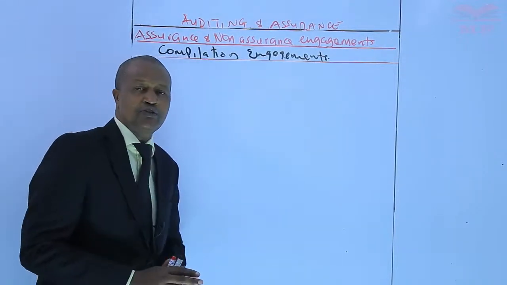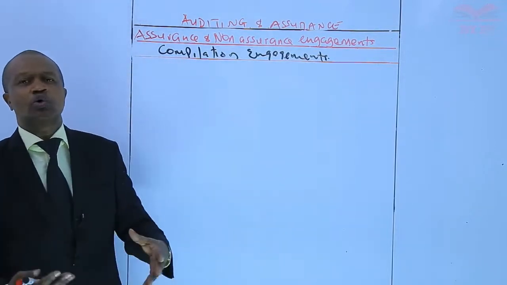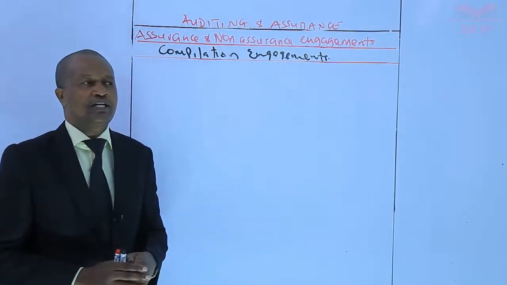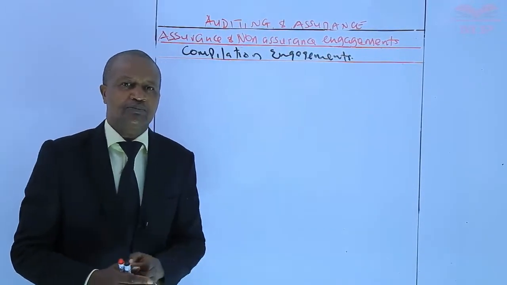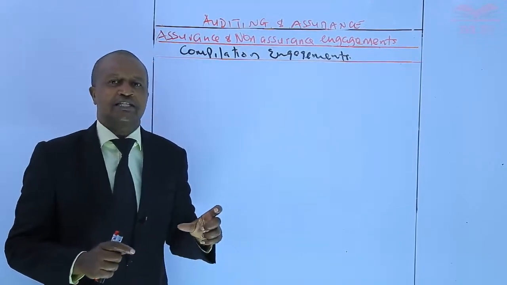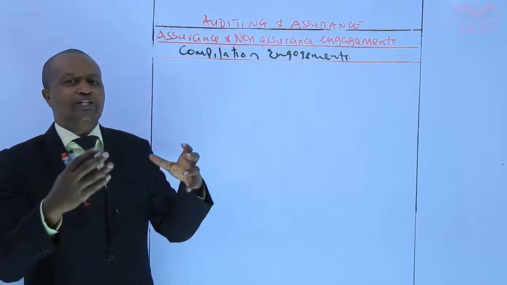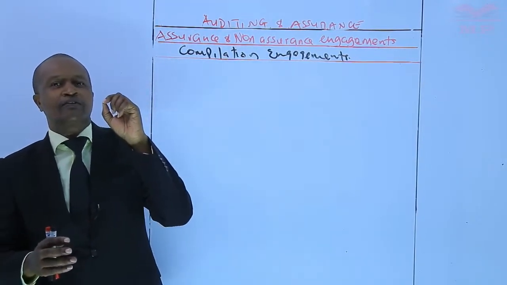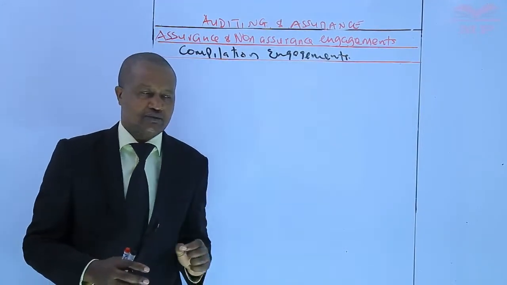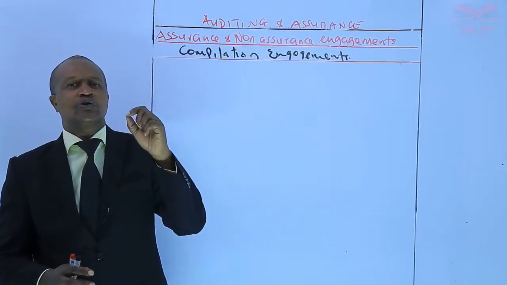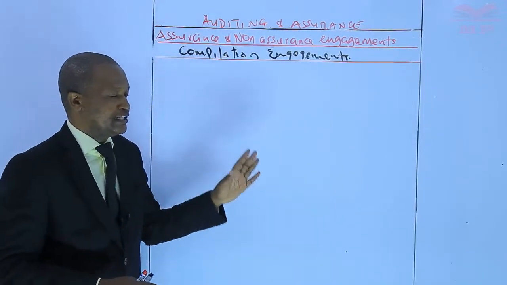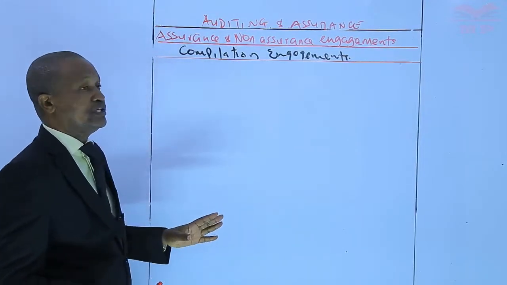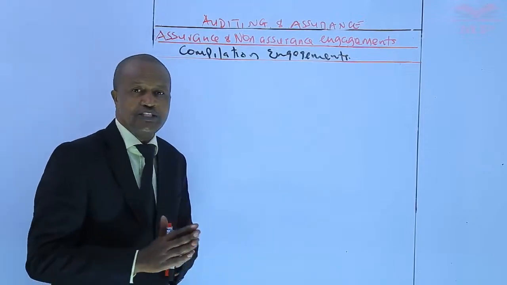The word compilation is derived from the word compile, to compile. A compilation engagement refers to a type of service provided by accountants in which they assist in preparing financial statements based on information provided by a client. In a compilation engagement, the accountant's role is limited to presenting the financial information in the form of financial statements without providing any assurance or expressing an opinion on the accuracy or compliance with accounting standards. So here, just like the agreed upon procedures, the accountant does not give an opinion on the financial statements. The accountant only helps the company to compile the financial statements.